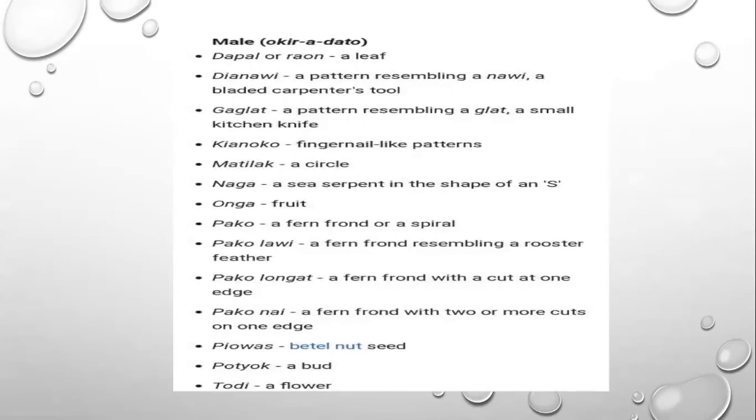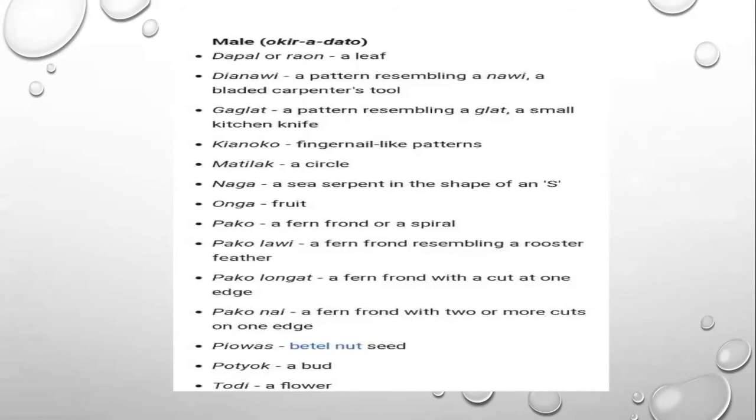Male design, or okir a dato, includes: pako or raon, a leaf. Dinawe, a pattern resembling a nawe, a bladed carpenter's tool. Gaglat, a pattern resembling a glat, a small kitchen knife. Kenako, fingernail-like patterns. Matilak, a circle. Naga, a sea serpent in the shape of an S. Onga, or fruit. Pako, a fern plant or a spiral.